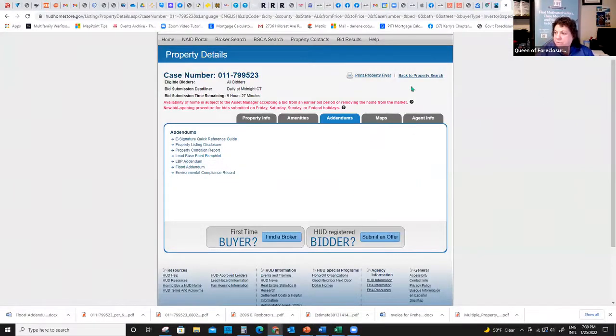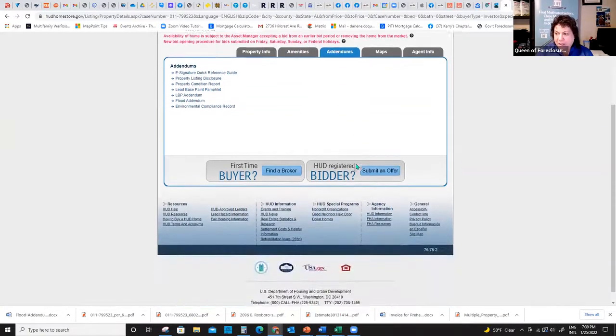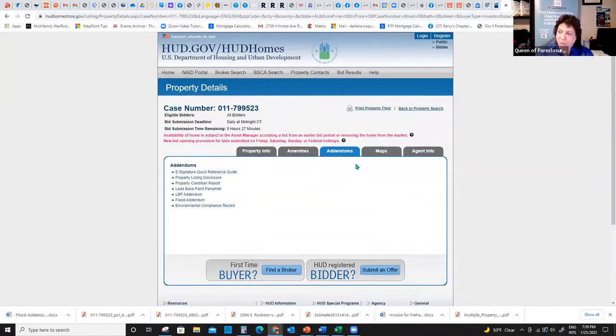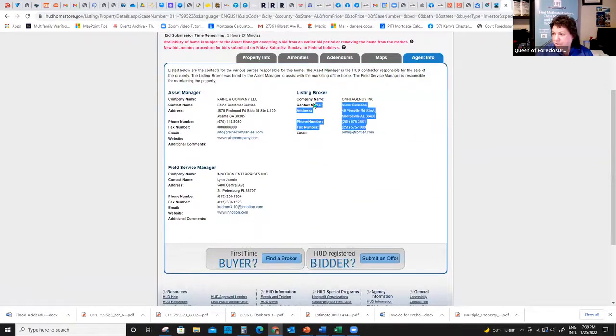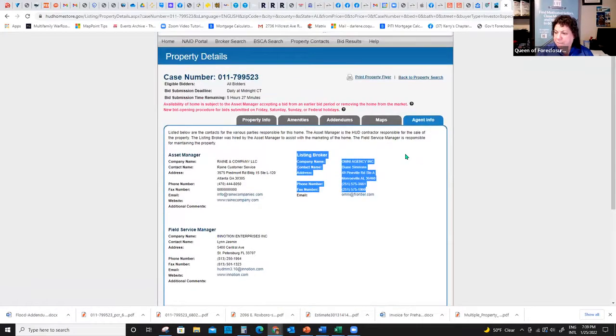So you could print the flyers. If you're going to go drive these houses, you should drive these houses, at least drive the house, walk around. If it's on this website, it's owned by HUD. You're not trespassing. If there's somebody living in the property, which is quite possible, they don't own the property anymore. HUD does. So agent info, here's the listing broker on this one. Once again, you could easily contact the listing broker and say, I'd like to put in a bid. Do you have somebody on your team that can help me? That's where I would start.